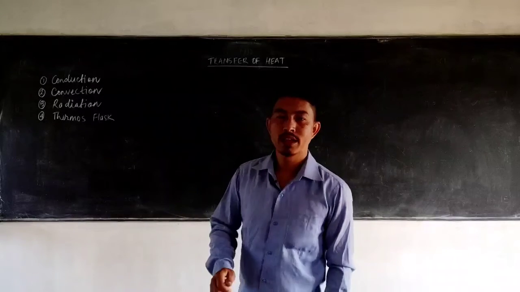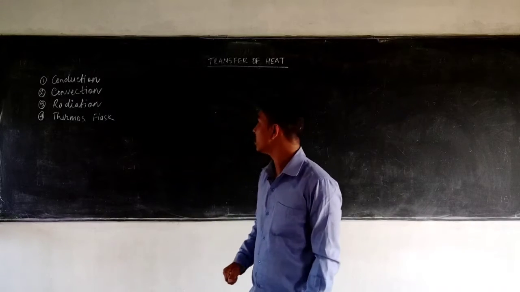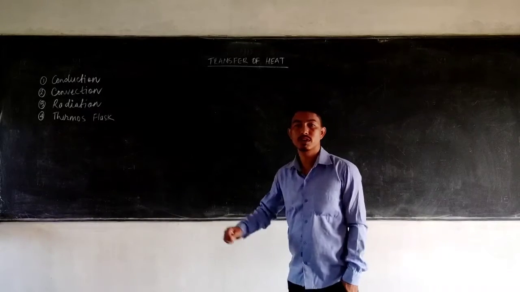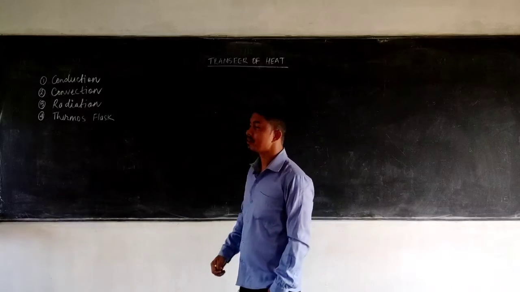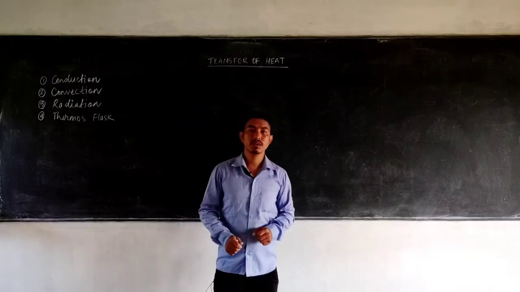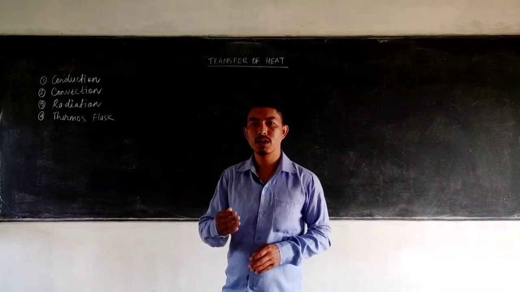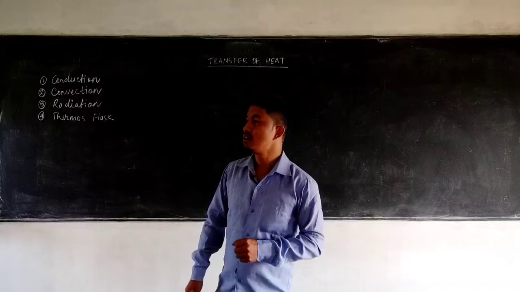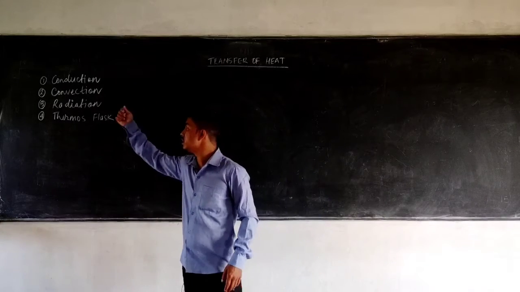So in this video we'll be discussing the 6th chapter of your physics textbook, and the chapter's name is the transfer of heat. In this chapter we'll be dealing with the three different kinds of processes by which heat is transferred from one object to another. You must already know that the three processes are conduction, convection and radiation.